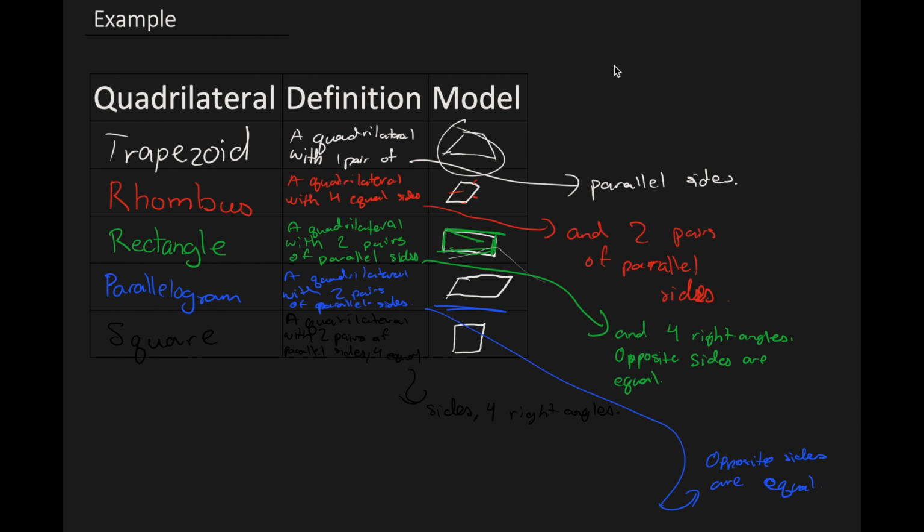Okay? So that is how you can define the attributes of a quadrilateral.